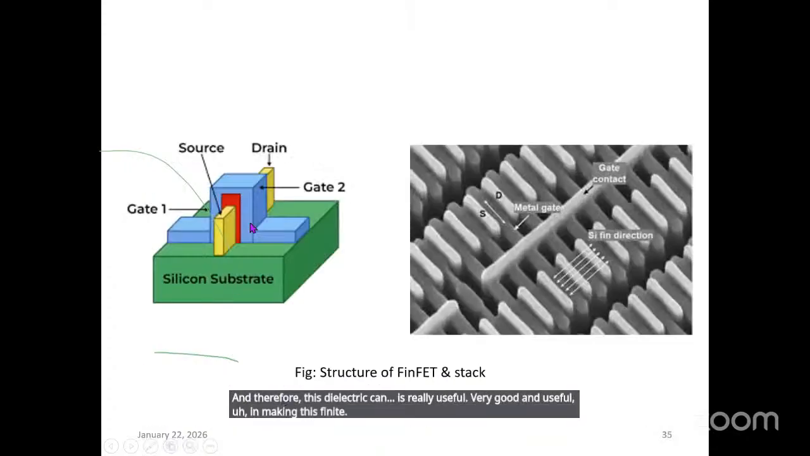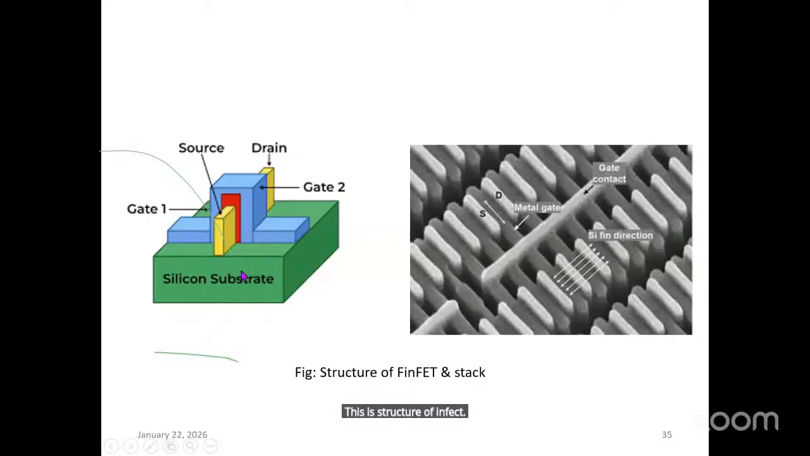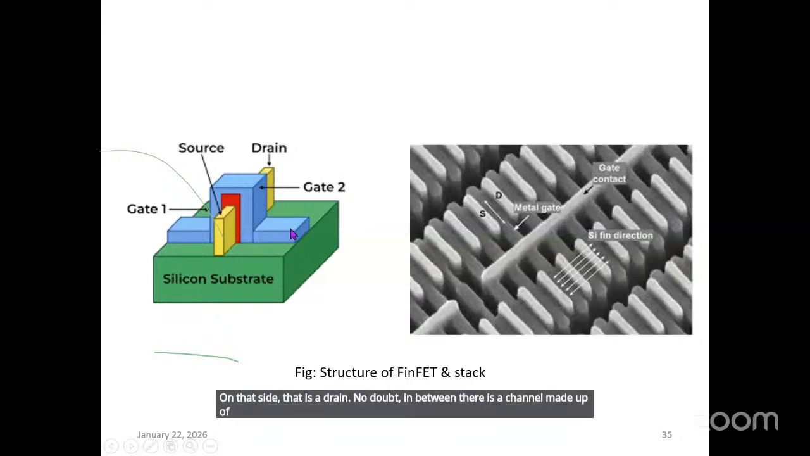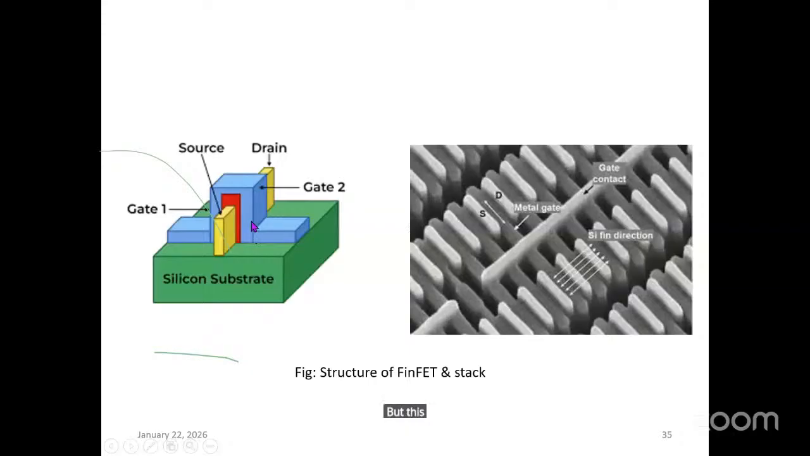This is the structure of the FinFET. This is the substrate. This yellow is the source. On that side, that is the drain. No doubt, in between there is a channel made up of silicon. But this blue is on three walls: first this side, the top side, and that side. On all three sides of the channel, there is a gate. Therefore, there is gate 1, gate 2, gate 3. Therefore, it is a tri-gate kind of thing.